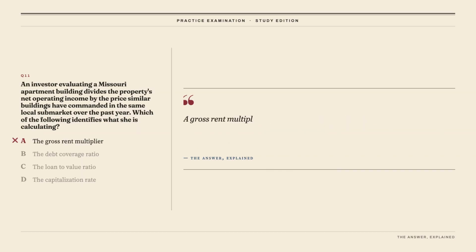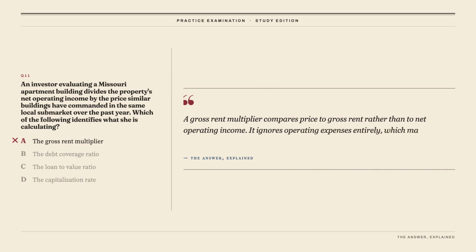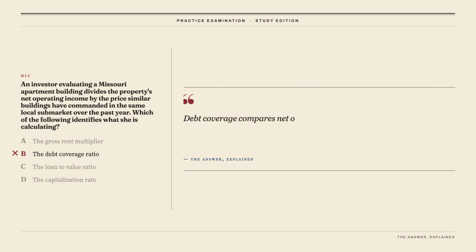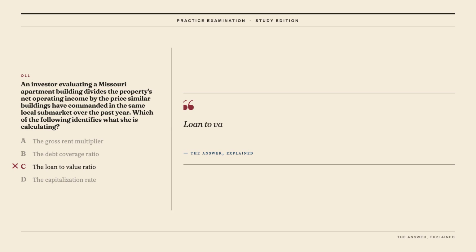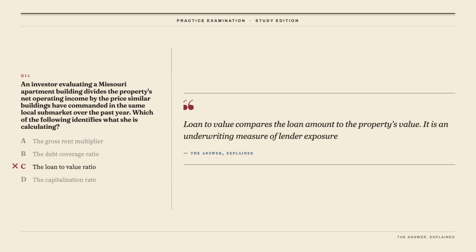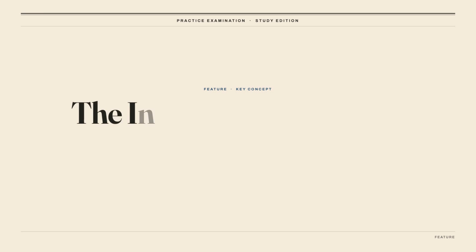A is wrong because a gross rent multiplier compares price to gross rent rather than to net operating income. It ignores operating expenses entirely, which makes it a cruder measure. B is wrong because debt coverage compares net operating income to debt service. Lenders use it to test whether income covers the payment rather than to estimate value. C is wrong because loan to value compares the loan amount to the property's value. It is an underwriting measure of lender exposure rather than a valuation tool.